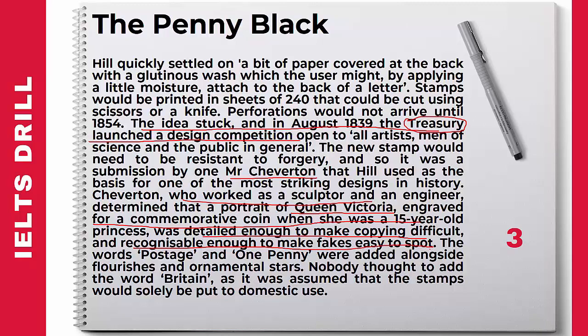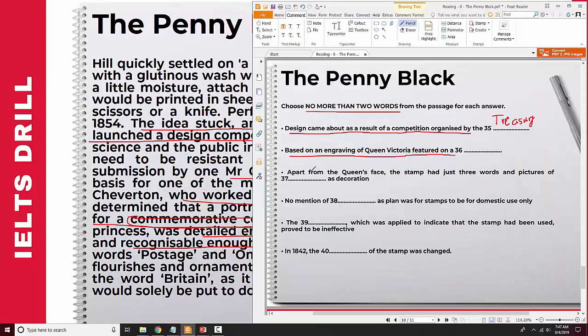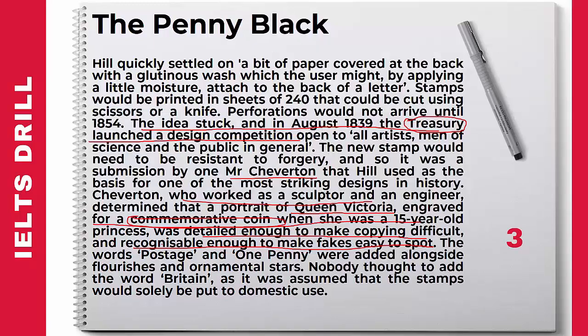Okay, so the Cheverton guy is using a portrait of Queen Victoria which was already there on a commemorative coin, and he's saying that this portrait is detailed enough so that it cannot be copied, and if copied it would be easy to spot. Okay, so that's all there is on this portrait thing. So now let's read the question again. Based on an engraving of Queen Victoria featured on, so where was this engraving? It was engraved on a commemorative coin.